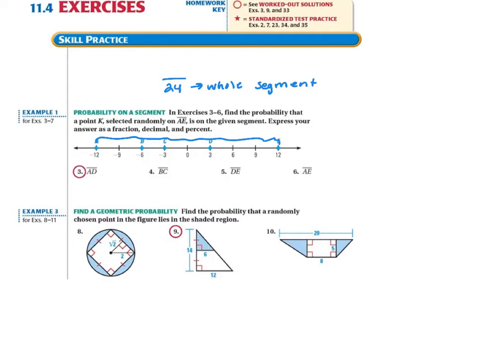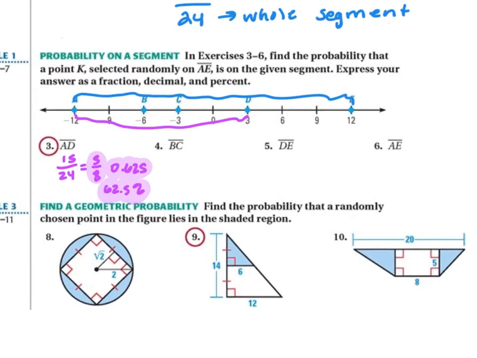So AD. Okay, so from A to D, it's negative 12 to 3. 3 minus negative 12 becomes 15. So 15 over 24, which are both reduced by 3. That's 5 over 8. That's your fraction. Your decimal, 5 divided by 8 is 0.625. Percent would be, you move that decimal twice, 62.5%. So fraction, decimal, percent.